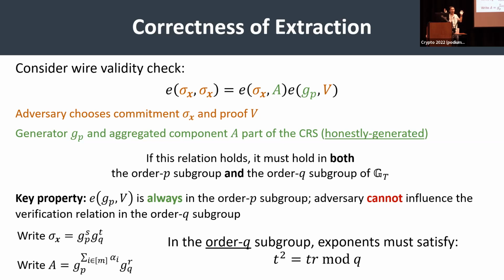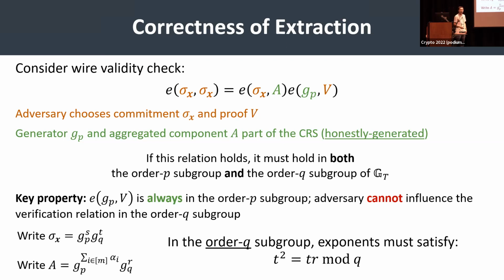We can just completely ignore it because it's projected away. All we're left with is the relationship here. So the relation that needs to be satisfied for this equation to hold, in the order q subgroup, is that whatever the adversary chose for the commitment, squared, must equal whatever the adversary chose for the commitment times this honestly chosen value r. This equation has only 2 solutions.